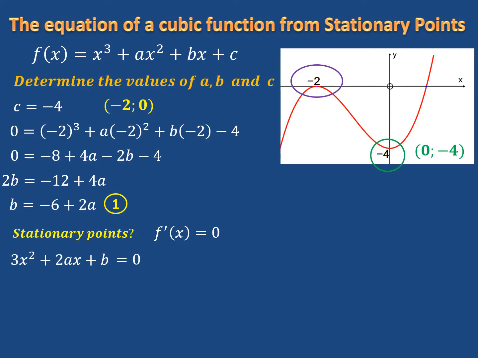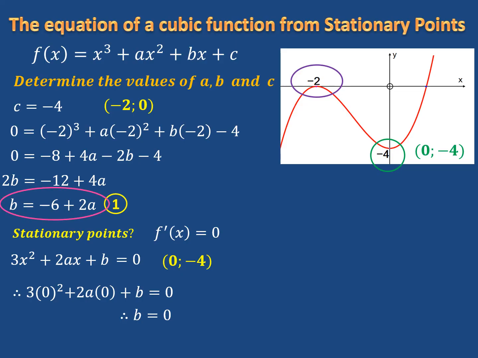And I have to substitute in one of the points. Now I've chosen to substitute in 0 and minus 4, but you can do minus 2 and 0 if you prefer. So I'm going to substitute in an x value of 0. But you'll notice in that equation there's no place to substitute a y value. There's no y there that I can make equal to minus 4. Anyway, so I put 0 in place of x, and I end up with b is equal to 0. So I've managed to solve for one of the letters.